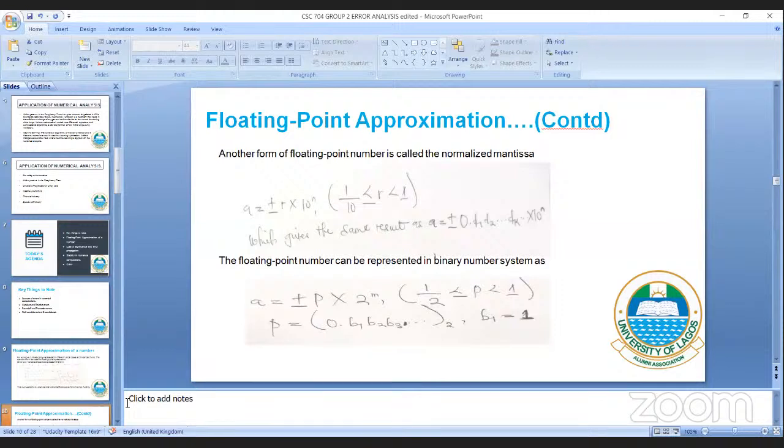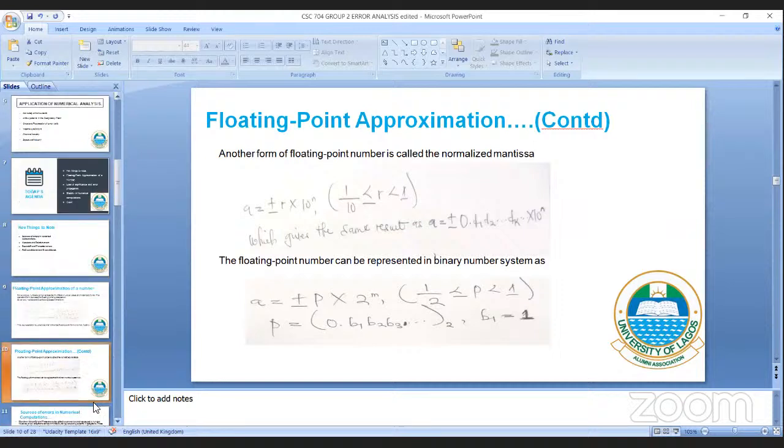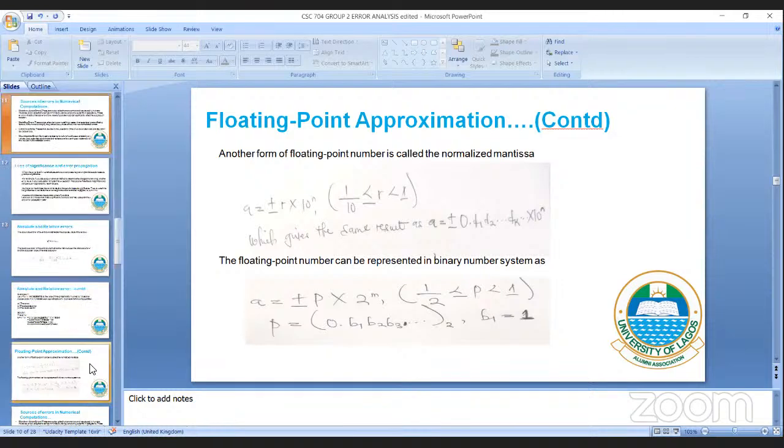You might be asking, why do we use floating points? Floating points are mostly used in computer programs. We all know that numbers are stored as binary, zeros and ones, on the computer. So normally we use floating points to show a binary number in memory. Okay, let me go to the next slide.